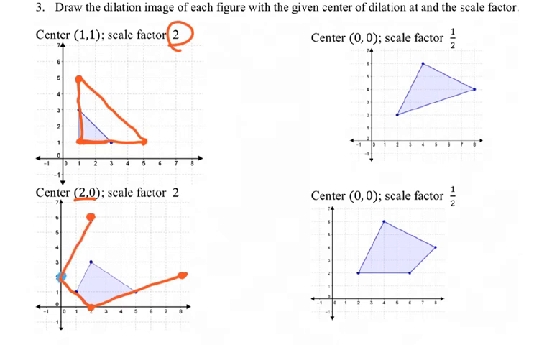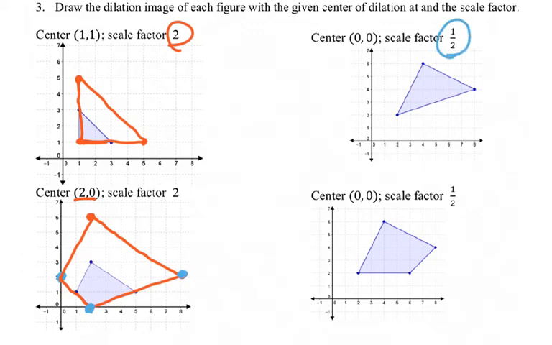Remember what we learned earlier: if you draw a line segment from the center of dilation to the image, it's always going to pass through the corresponding point of the pre-image. So notice how that does that. That's not a coincidence, so that will help you make sure that you have the correct figure. Okay, then moving to the right, these are from 0, 0, scale factor of 1/2.